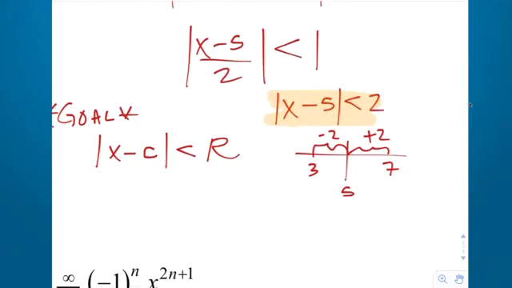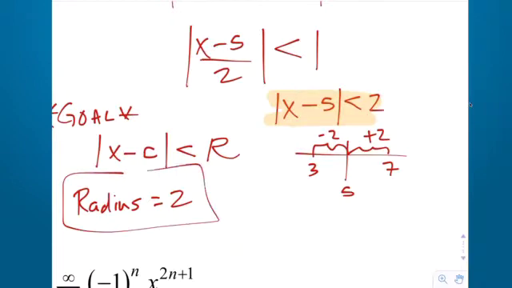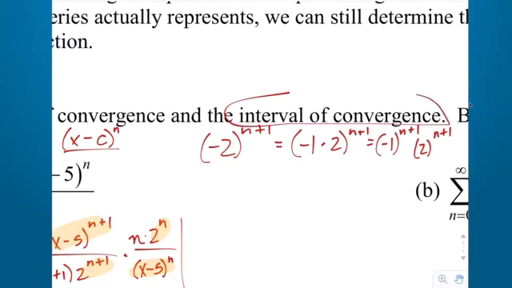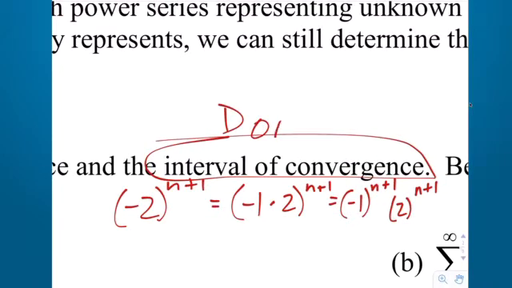So the radius of convergence is equal to 2. So sometimes you're just asked to find the radius of convergence, and that's going to be the value on either side of the center. Sometimes I might ask you to find the interval of convergence, and this one does. The interval of convergence is the domain of the series. They're one and the same.